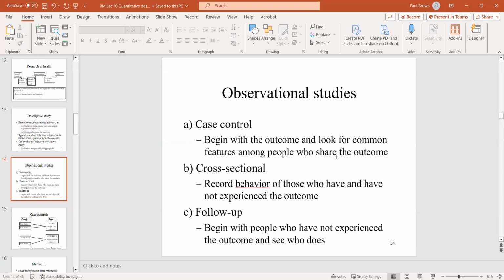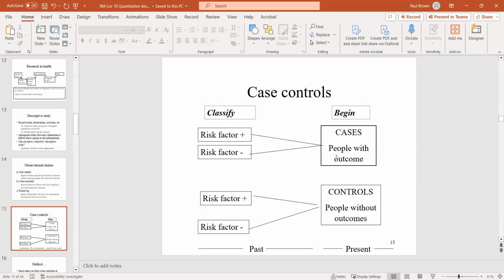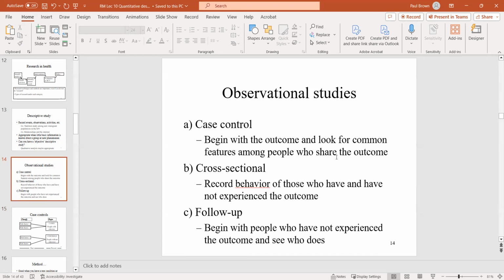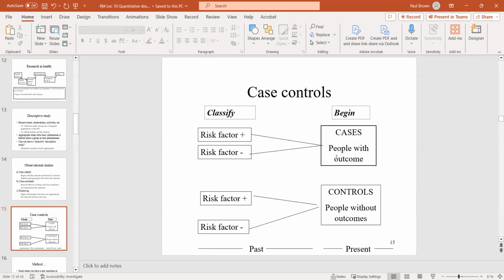All right, so once we get into more explanatory studies, then there are three basic types or four basic types that we'll look at, right? So you have observational studies. Observational studies means case control, cross-sectional, and follow-up. What differs between all these different types of studies is essentially the timelines that you're using.